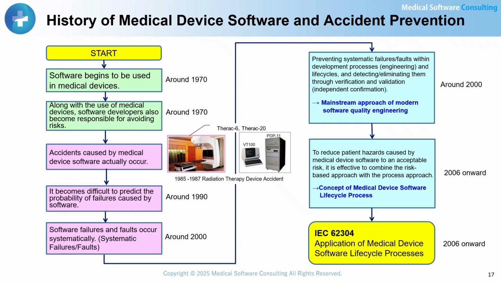During the 1990s and 2000s, it became clear that software failures occur systematically, and that predicting the probability of software-related defects is extremely difficult. As a result, the mainstream idea shifted toward preventing the introduction of systematic failures and faults within development processes and life cycles, and detecting and eliminating them through verification and validation. Finally, in 2006, the IEC 62304 standard was issued. It combines a process-based approach with a risk-based approach in order to reduce risks that could lead to patient harm caused by medical device software.